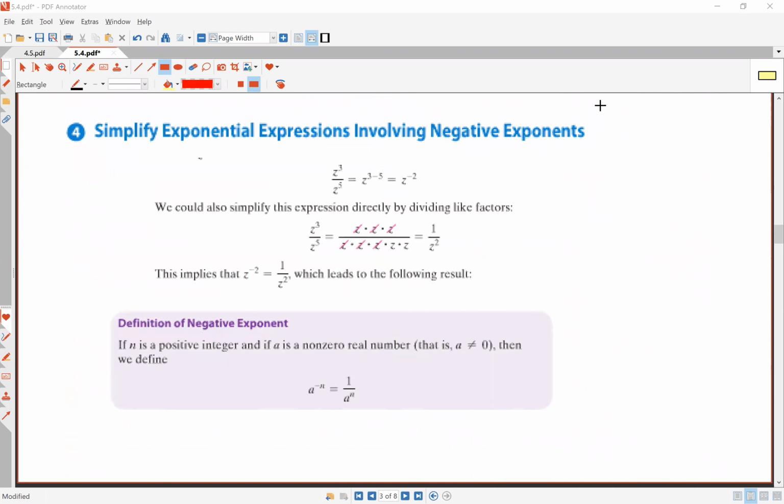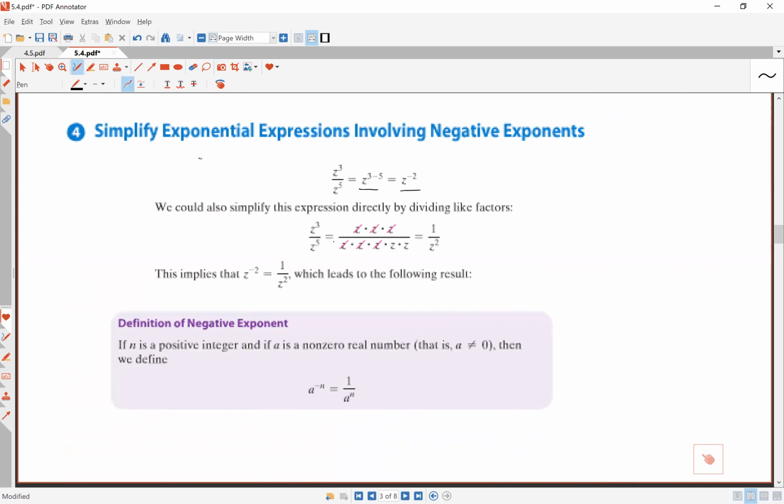The expression at hand is z cubed over z to the fifth. We see now that there are more z's in the denominator than in the numerator. And when we subtract the denominator's exponent from the numerator's exponent, 3 minus 5 is negative 2.